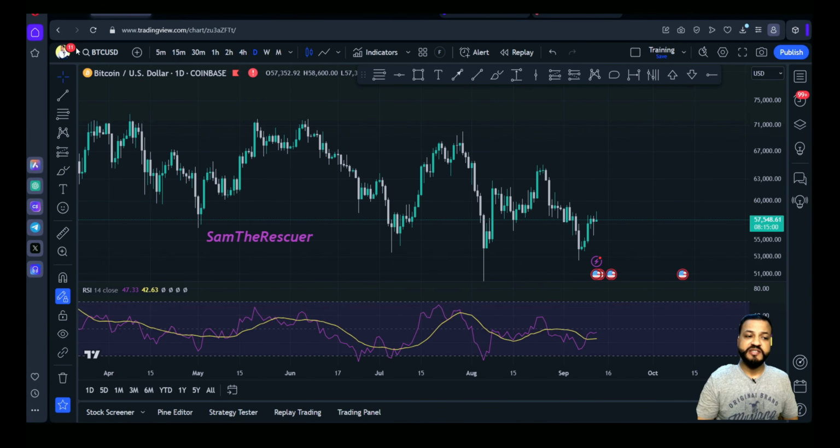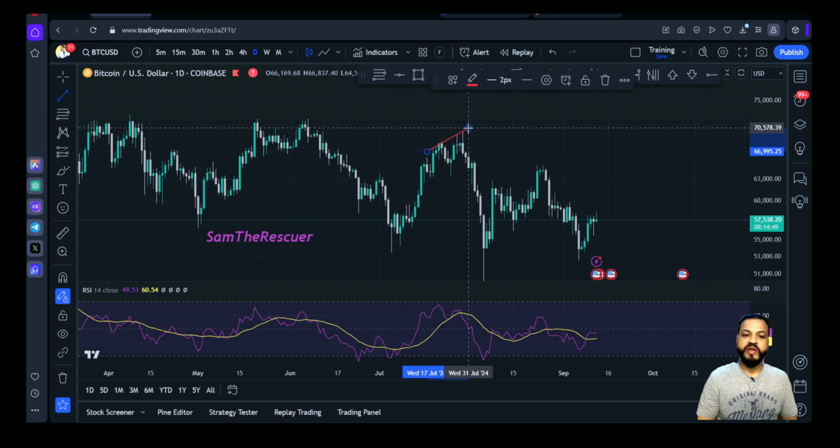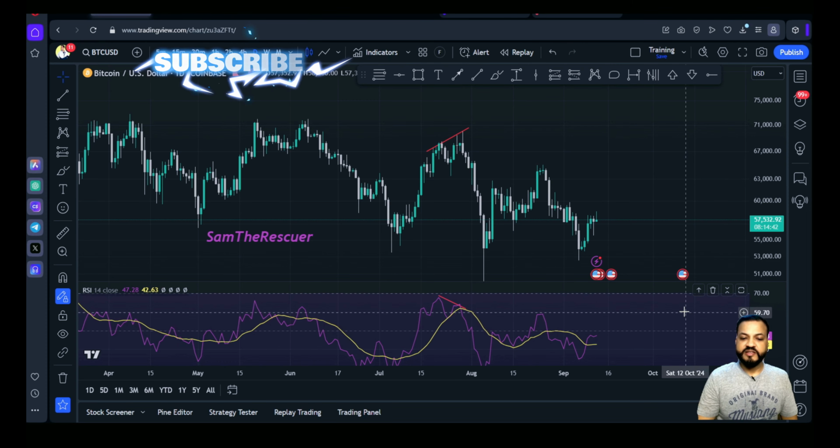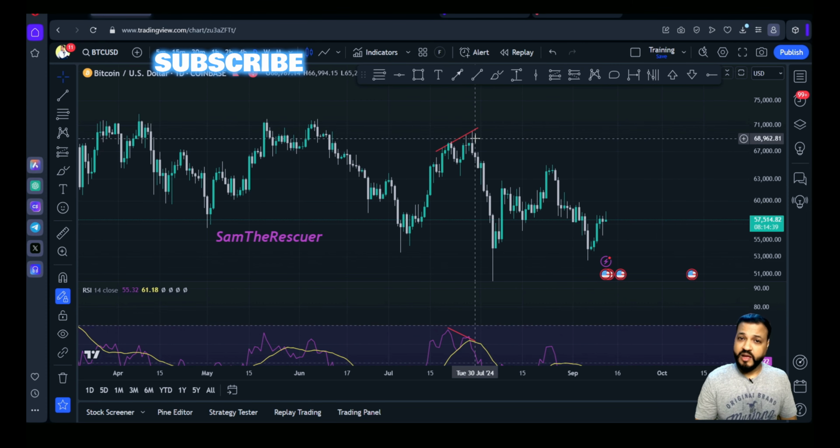This is the BTC chart, Bitcoin. This is the daily time frame, and you can see the market is going up, and over here, the market went down. So the RSI is going down, but the price is going up. So what does it mean?